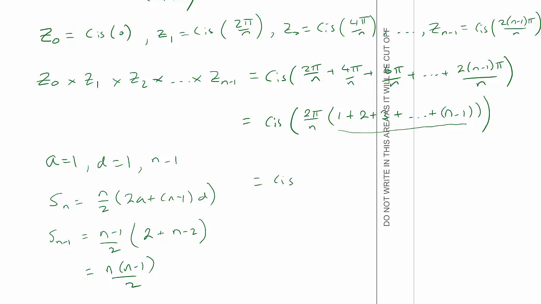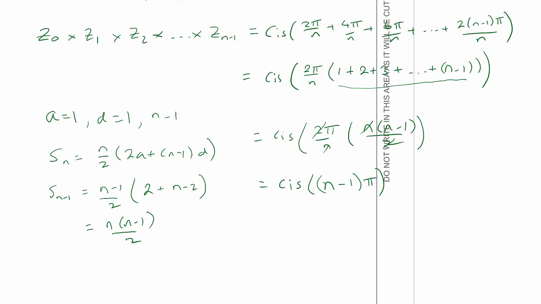So this thing over here will be cis 2 pi over n times n minus 1 over 2. So those 2's cancel, the n's cancel, and we end up with cis n minus 1 pi, which is cos n minus 1 pi plus i sine n minus 1 pi. Now it doesn't matter what n is, the sine of any number of times of pi is 0. So it's just going to be cos n minus 1 pi.